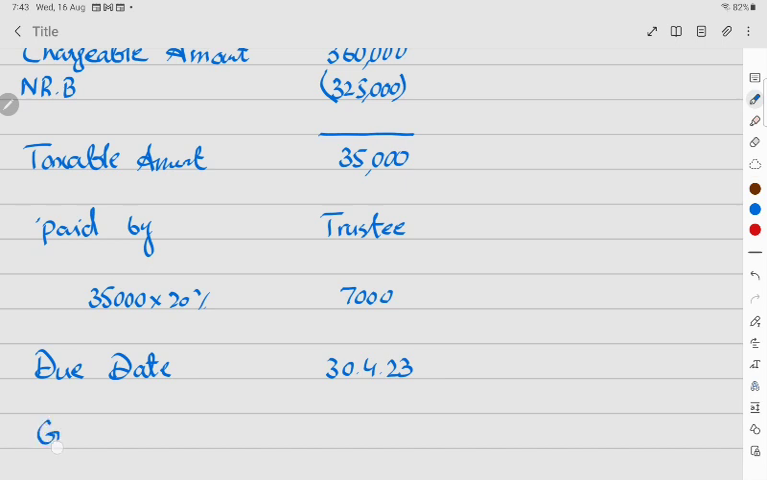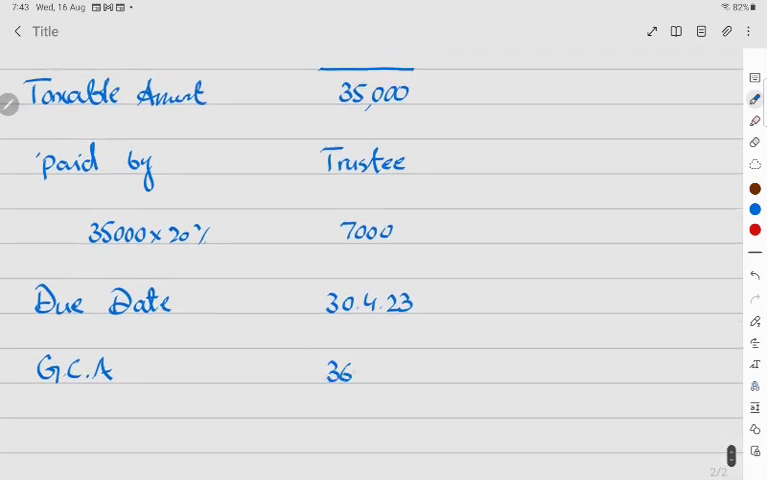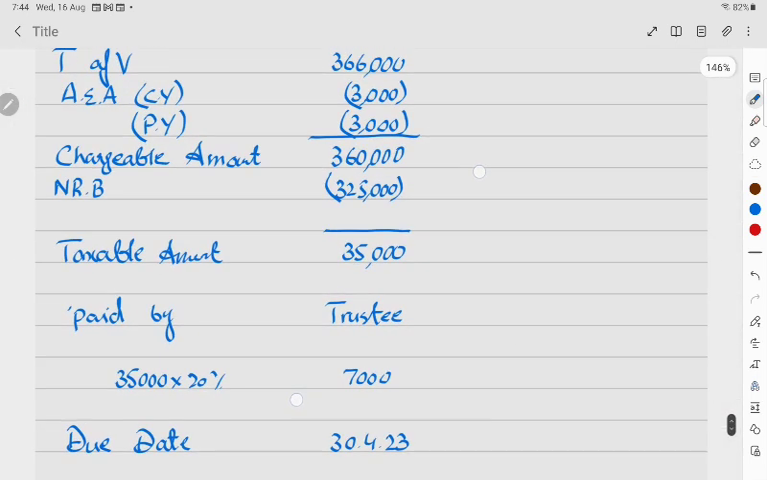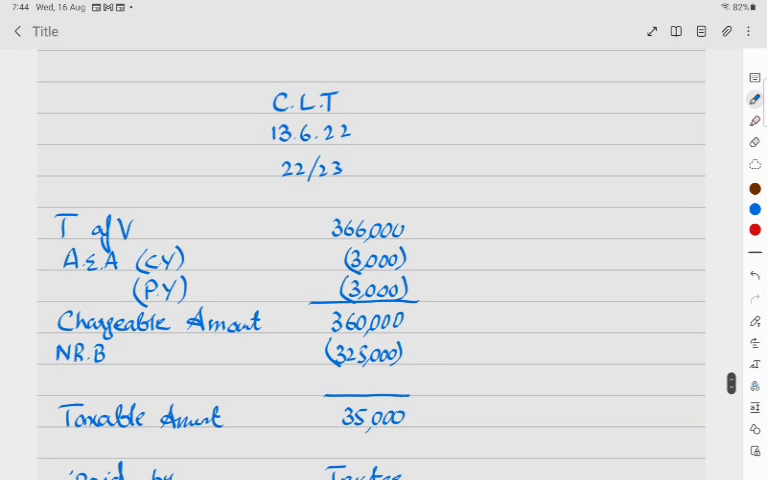And now, the gross chargeable amount is 3,60,000. Whatever is the chargeable amount is said to be considered the gross chargeable amount. So, this is in case of a trustee agreeing to pay the gift tax. Again, first of all, you have to consider the type of gift. This is chargeable lifetime transfer. Then the date of gift, identify the tax year, the transfer of value, deduct current year annual exempt amount, previous year annual exempt amount, you will get the chargeable amount.